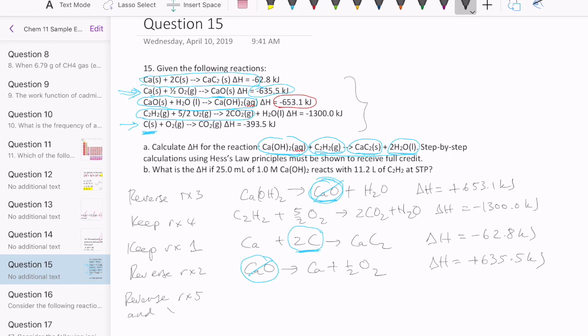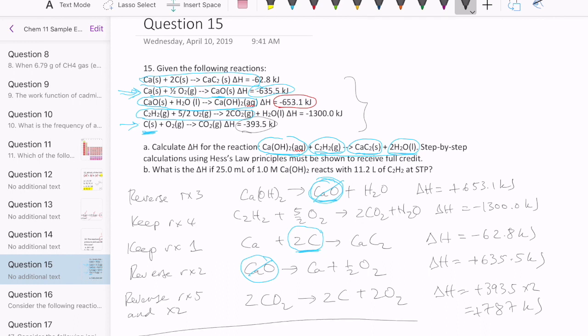5 and multiply by 2. And when I do that, this is what I have. 2CO2 becomes 2C and 2O2. And the delta H here is going to be the negative of the original delta H, which is positive 393.5. But then I also multiply that by 2. So the final value of that would be 787 kilojoules, and it's a positive number.